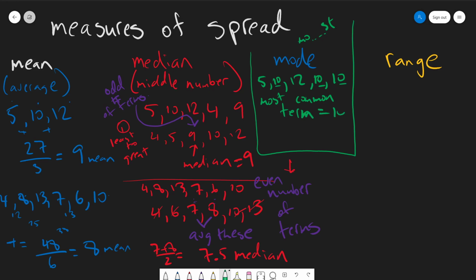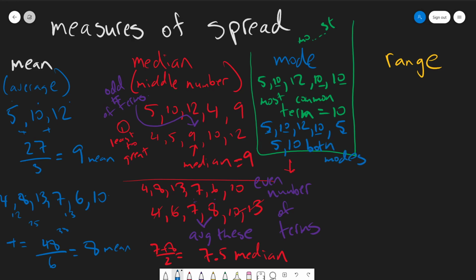So 10. The one thing you want to look out for with the mode, though, is you could have a set where you have 2 modes, or 3 modes, or 4 modes. If I had something like that, where I'm like, oh, well, now I have 2 5s and 2 10s. So I'd say 5 and 10 are both modes.